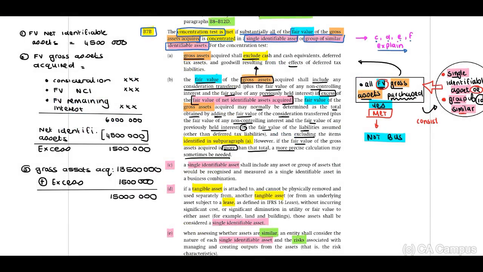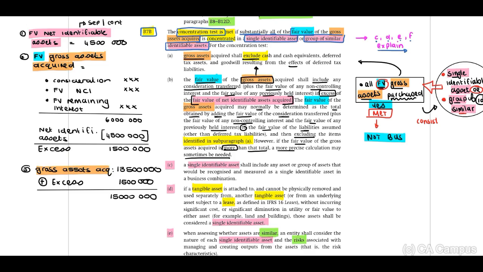On the left side of your screen, I've included a very basic example, guys. I just want to explain to you the paragraphs. Now, when you look at the basic example, the first section here relates to the fair value of our net identifiable assets. Remember, if we refer to identifiable, it has to have the separability criteria or a contractual criteria. Number 2 is the fair value of our gross assets acquired. And then number 3, just the gross assets acquired and excess.